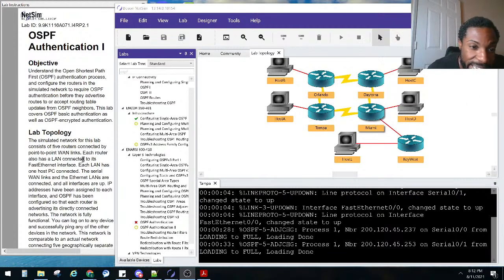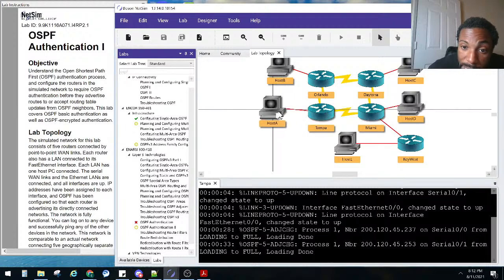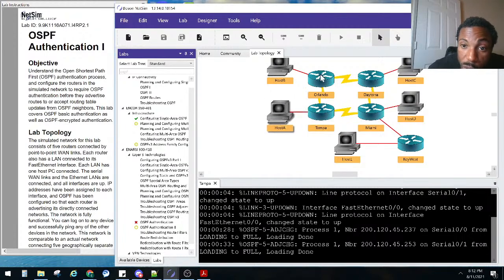Each router also has a LAN connected to its fast Ethernet. So, for example, we got Tampa right here. This will be simulating the local area network for Tampa. There's Orlando, where I'm at. This will be simulating the local area network, and so on and so forth with these guys, right?